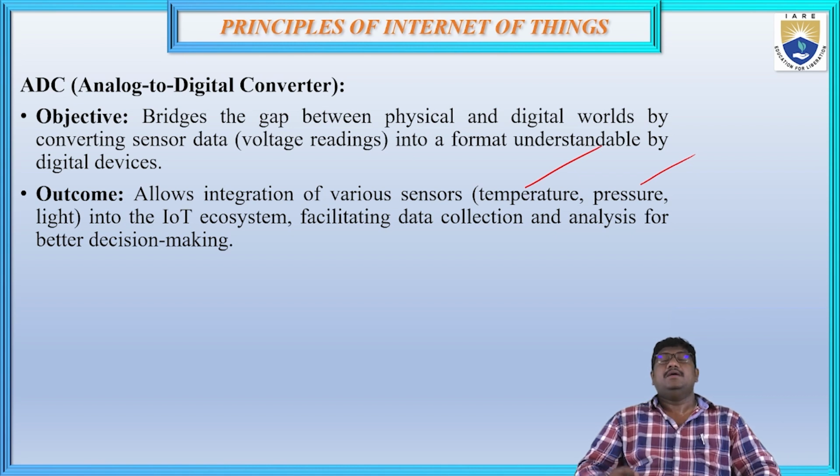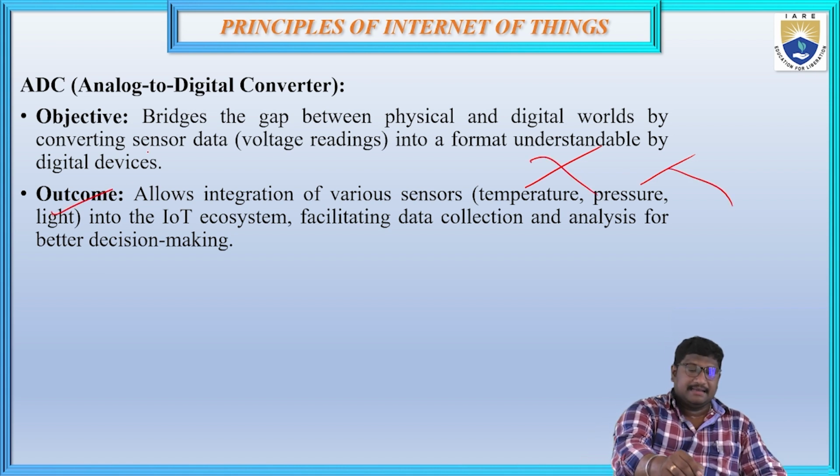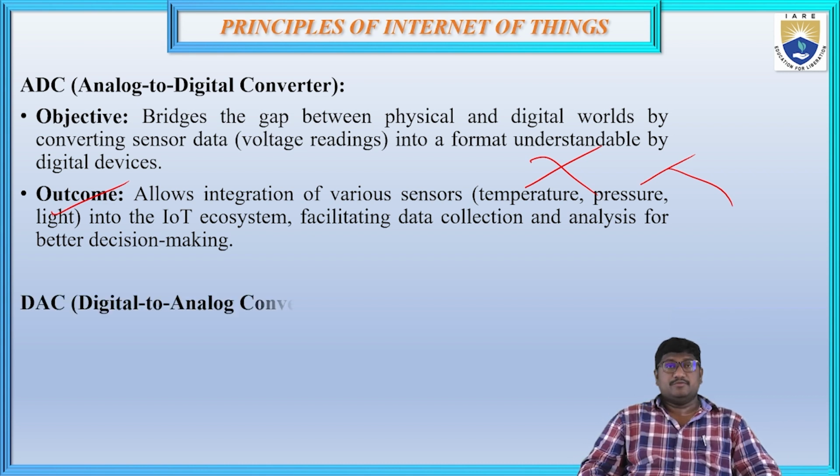Here the outcome was, we are going to allow integration of various sensors such as temperature, pressure and light. These are the different kinds of sensors which are going to be integrated in any kind of IoT ecosystem. And along with that, we are going to facilitate data collection, and analyze the data. With that analysis, we are going to take a decision which is useful.